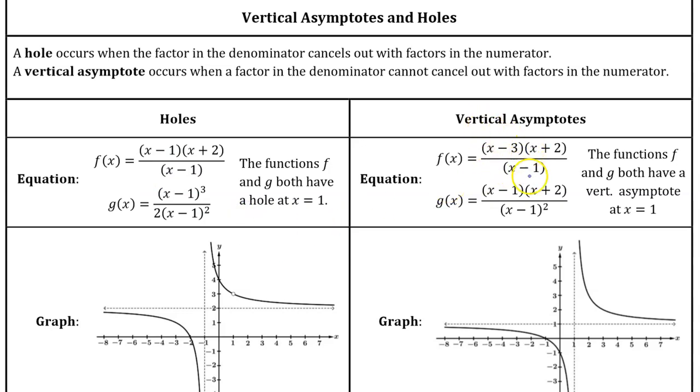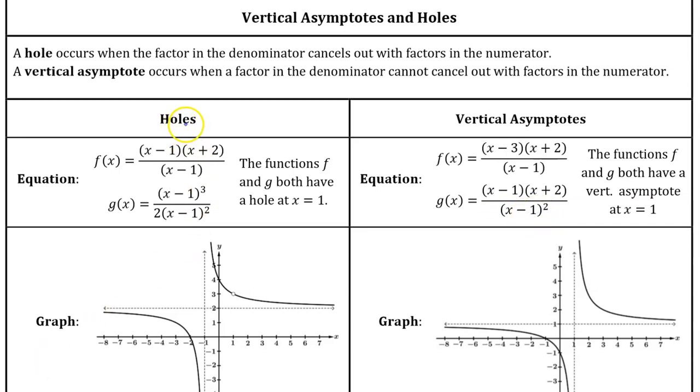We get a vertical asymptote when we have a factor in the denominator that does not cancel out. So you see the x minus 1 in the denominator, and it does not cancel out with anything in the numerator. So we will have a vertical asymptote at x equals 1. Now, in g(x), we still have a vertical asymptote. Even though this factor of x minus 1 cancels out one of the factors of x minus 1, it's still not a hole. It's going to be a vertical asymptote because we have this leftover factor of x minus 1 in the denominator that does not get canceled out.